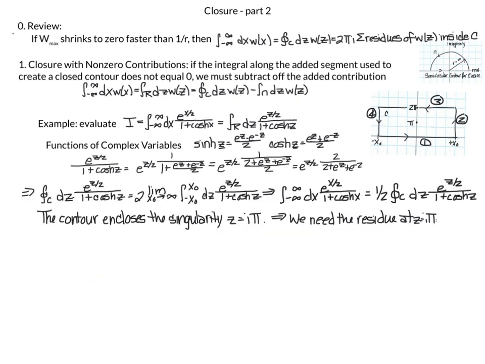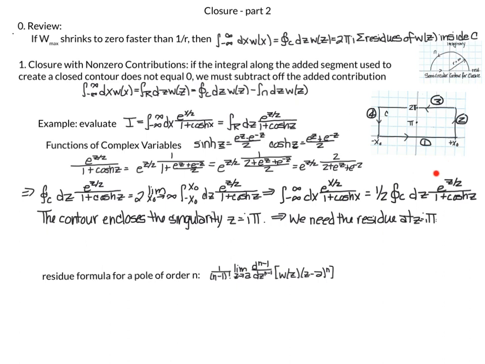To give myself more space, I summarized things here. I still have my Cauchy formula in terms of exponents. I have my closed curve integral in terms of my integral over 1 and 3, which gives me my real integral is 1/2 the closed curve integral, and the closed curve contains our singularity z equals pi i, so we need to find the residue at z equals pi i.